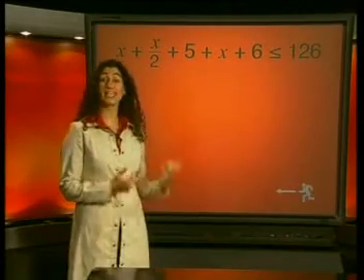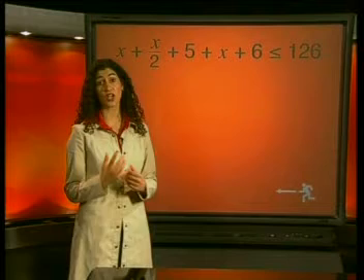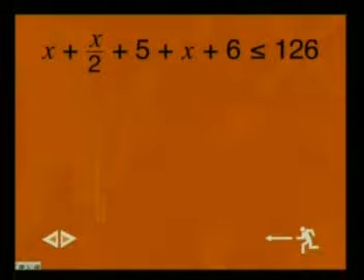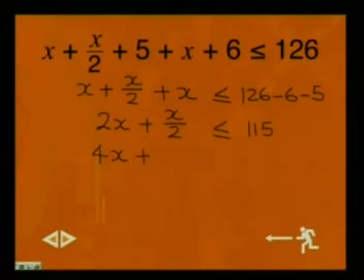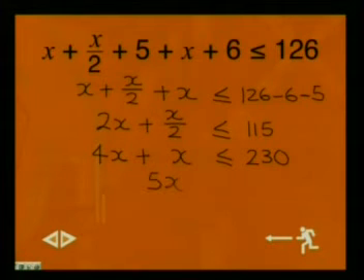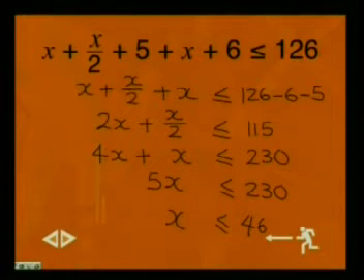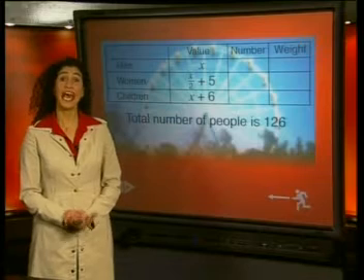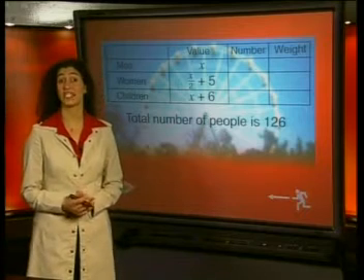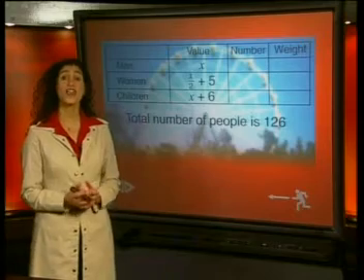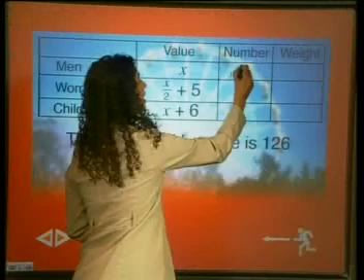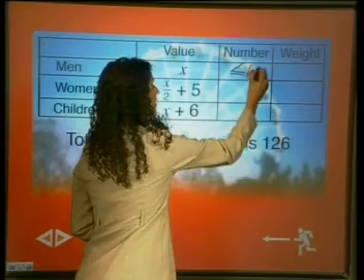So let's keep all the x terms on the left and all the constant terms on the right-hand side. So we write... we get x is less than or equal to 46. Now we can feed in what we know x is to the values for men, women, and children. The value for men is just x, so there are 46 or less men on the big wheel, and we write it as less than or equal to 46.